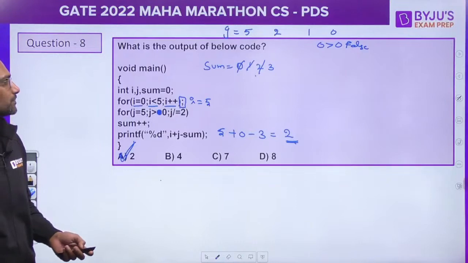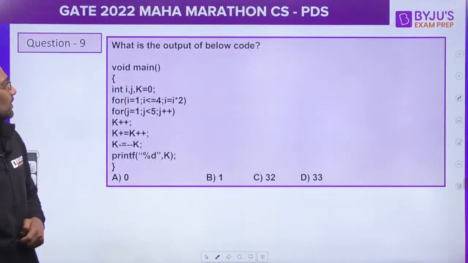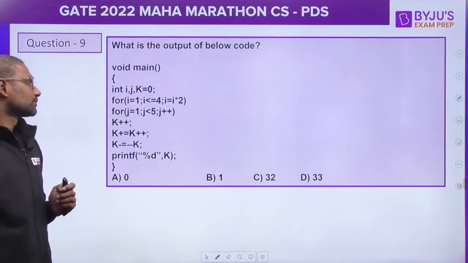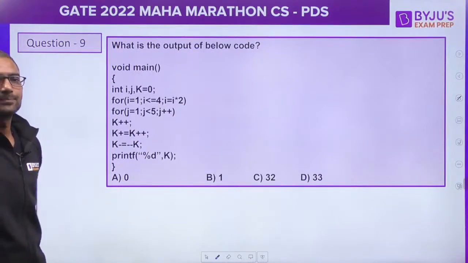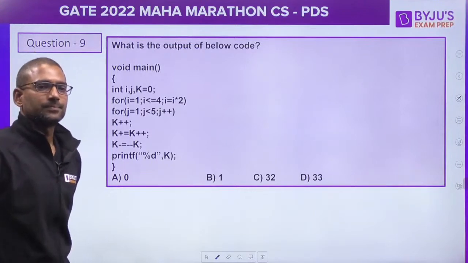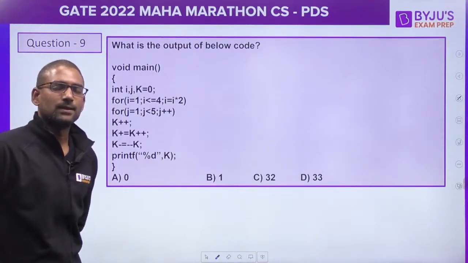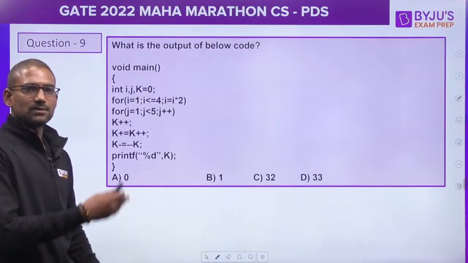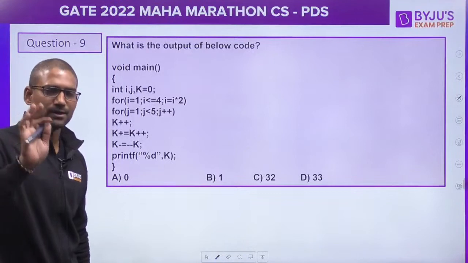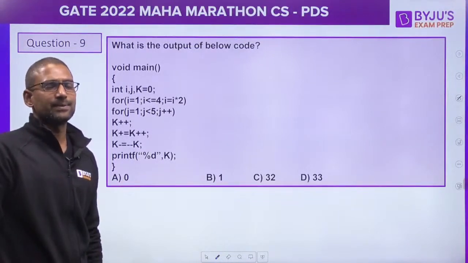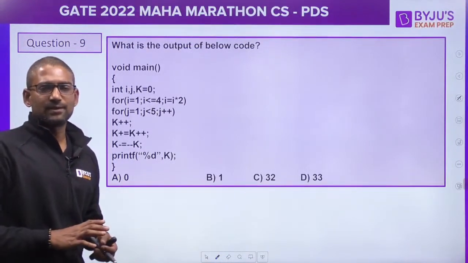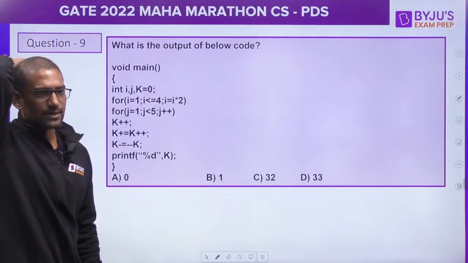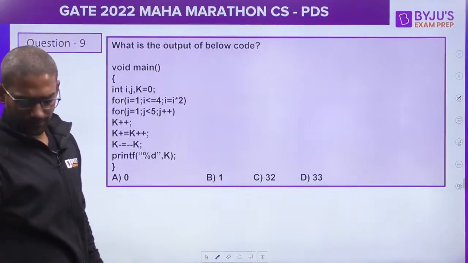Next, what is the output of the below code? Quick. It is a control statements based question. For a couple of questions we are only concentrating on control statements, meaning loops, switch statement, if else, only those kinds of questions. So what is the output for this question?